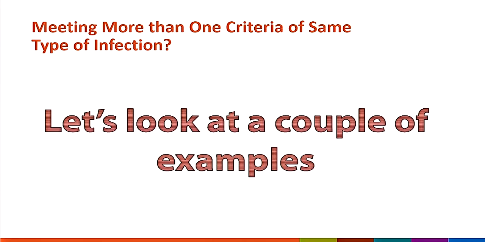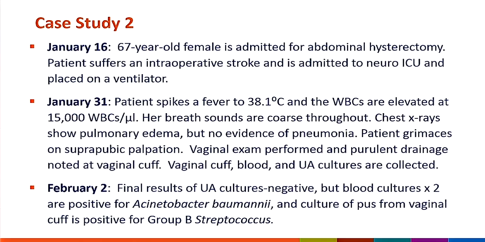So, let's look at a couple of other examples of meeting more than one criteria of the same type of infection. In this case, case 2, we have a 67-year-old female that's admitted for abdominal hysterectomy. And unfortunately, the patient suffers an intraoperative stroke and is admitted to the neuro ICU and placed on a ventilator. On the 31st, so about 15 days later, the patient spikes a fever to 38.1 degrees Celsius, has elevated WBCs, and has coarse breath sounds throughout. The chest x-rays, however, just show pulmonary edema, but no evidence of pneumonia.